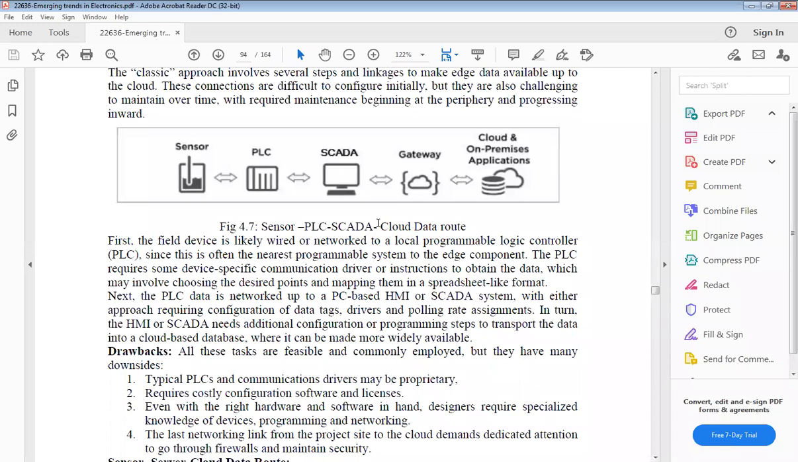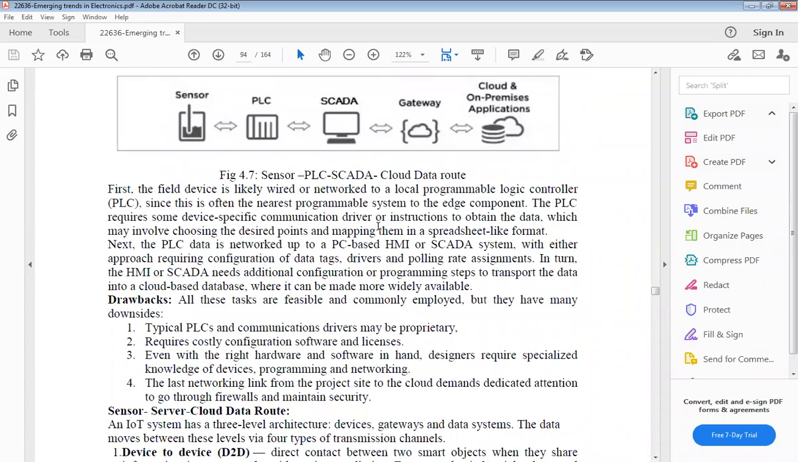So what are the major drawbacks of this system? Typically, PLC and communication drivers may be proprietary, which means there is a need to purchase the rights for using them. It requires costly configuration, software, and licenses. You know that there are very few software companies which work on PLC software and SCADA software. So whatever software is there, it is very costly.